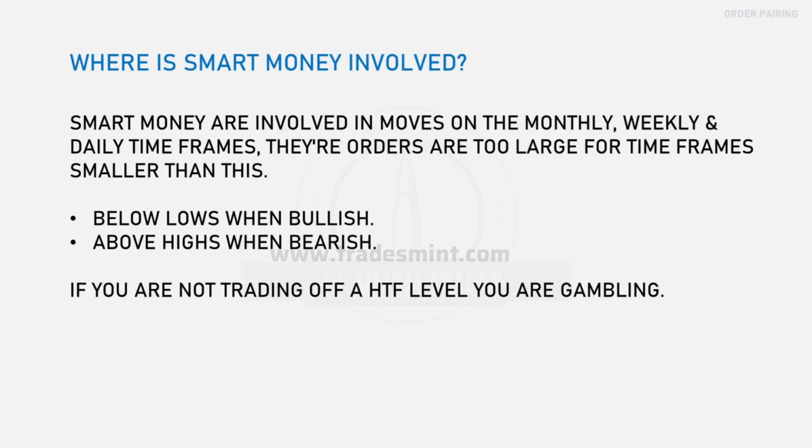So where is smart money involved, right? Smart money is involved in moves on the monthly, weekly and daily time frames. They are not involved in any time frame lower than these because their orders are simply too large for those time frames. So when they are bullish, they accumulate their orders below old lows, and when they are bearish, they will accumulate their sells above old highs. If you are not trading off a higher time frame level, you are gambling.